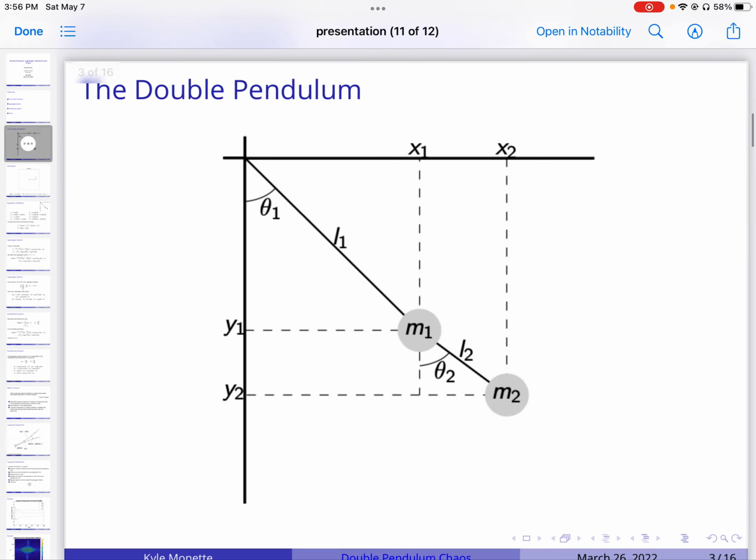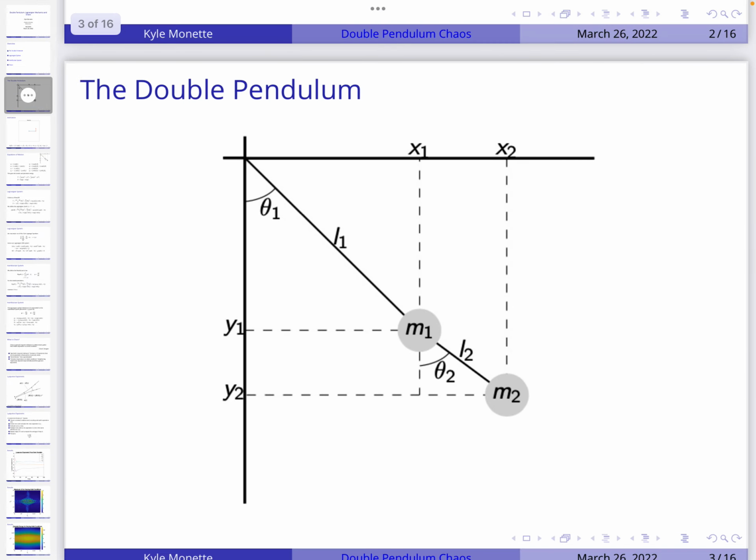So this is the double pendulum. It's basically a pendulum attached to another pendulum. We assume that the lengths, the rods here, L1 and L2, don't have any mass, and there's no friction involved anywhere, so in theory it could oscillate forever. There's no external forces acting on the system.